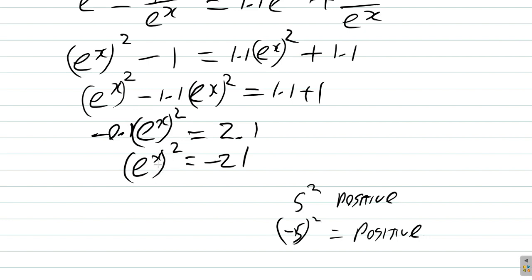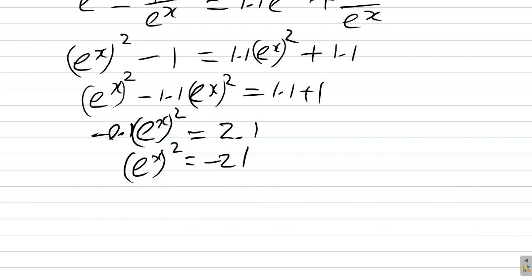Not only that, if you try to find e to the x, what is e to the x? You square root both sides. You're trying to find the square root of a negative 21. Right? Still wouldn't work. At least if we're not talking about imaginary numbers. Suppose you ln both sides. So you have ln e to the x squared equal ln negative 21. This is 2 ln e to the x.